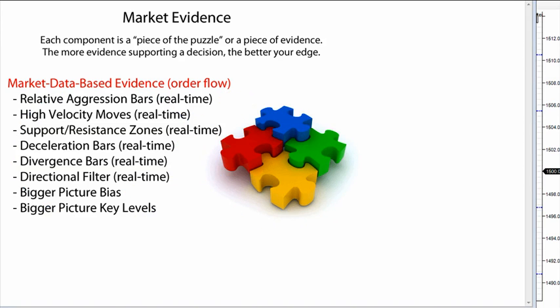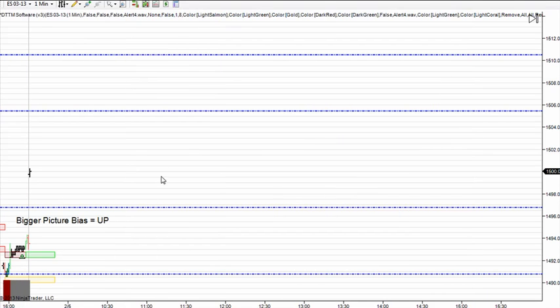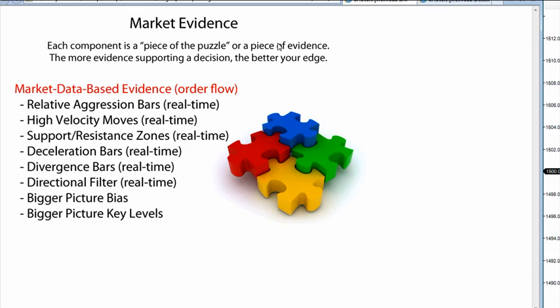Okay, so with that said, let's go ahead and run the replay. Well, you know what, before I do that, let me touch on this real quick. Going into the day, we like to look at what we call our bigger picture bias, and then our bigger picture key levels, to give us the 30,000 feet view, the overview. And then with that, we want to see how the market reacts in real time to either confirm that or give us contrary evidence so that we can adjust.